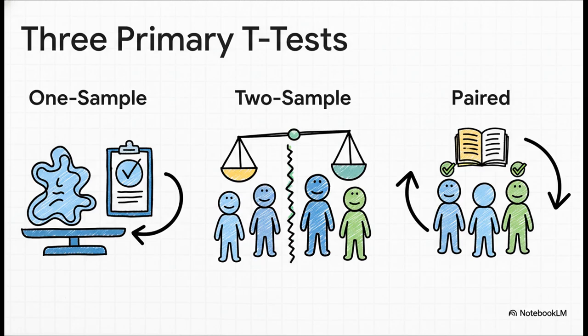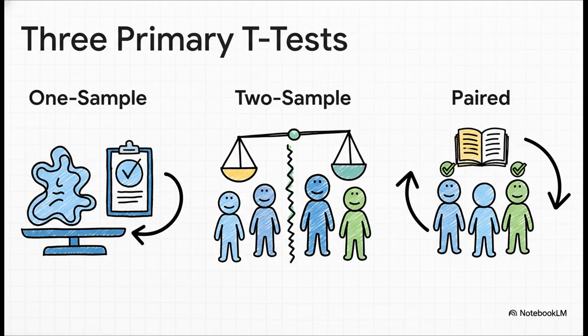Second, the two-sample t-test. This is your go-to for comparing the averages of two totally separate independent groups. The classic example is an A/B test. Did customers who saw the new website design, Group A, spend more money than customers who saw the old design, Group B? This is the workhorse for marketers and product managers everywhere.